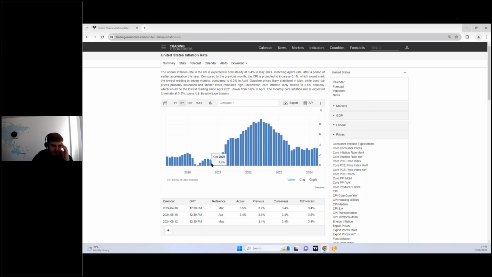a clue, right? You can see inflation obviously rose throughout 2021 and then into 2022 and then peaked in June of 2022 at 9.1%, right? But if you have a look at where we are in April 2024, that is 3.4% higher than it was in April 2023, which is 4.9% higher than it was in April 2022, which was 8.3% higher than it was in April 2021, which was 4.2% higher than it was in April 2020.